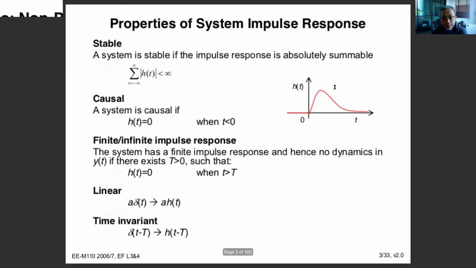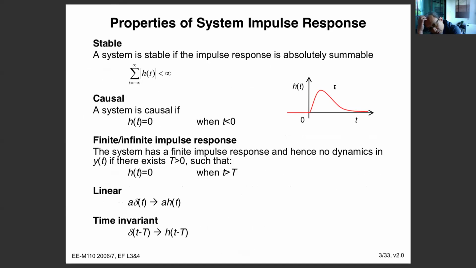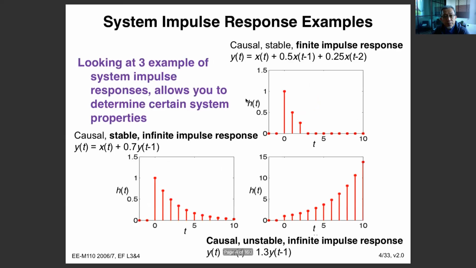Okay, so usually the properties of system impulse response consist of stable, based on the equation shown here. This is causal, okay, finite or infinite impulse response. It must be linear and it must be time invariant. So this is a sample of the output from the impulse response. An impulse is a pulse with a narrow width that is injected into the system.